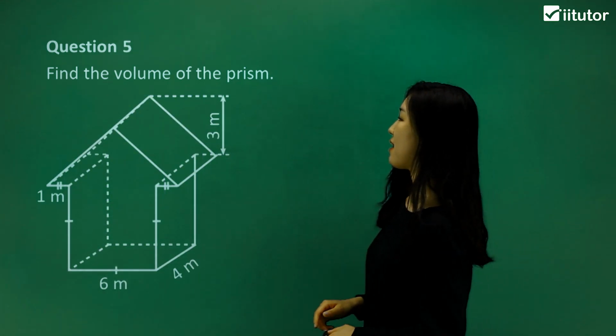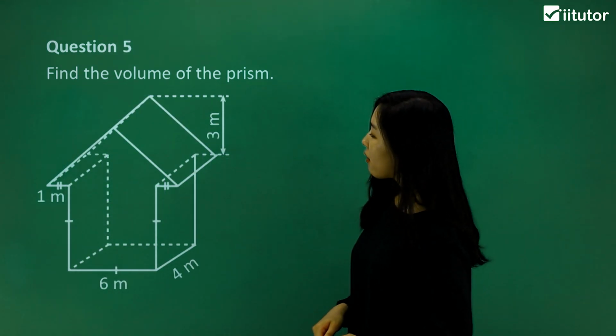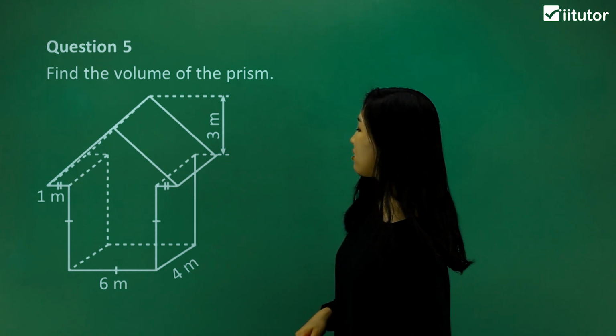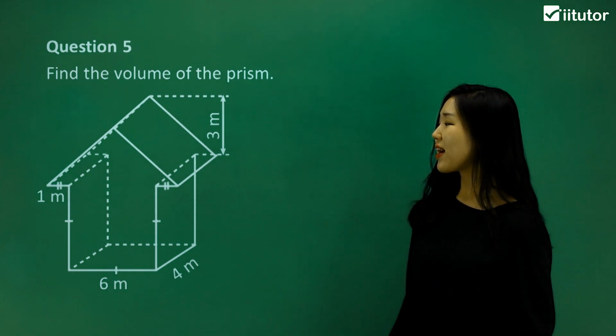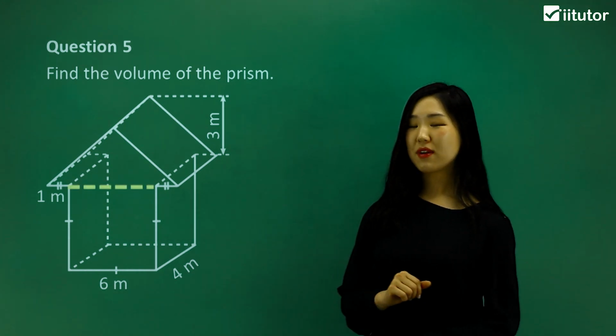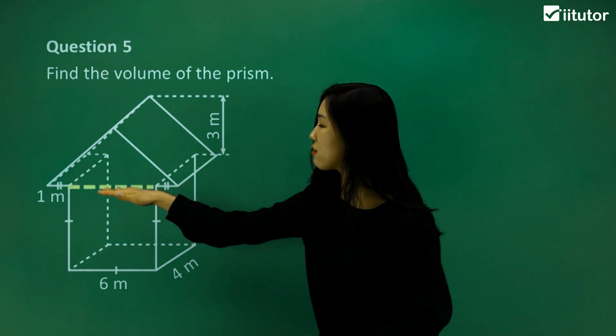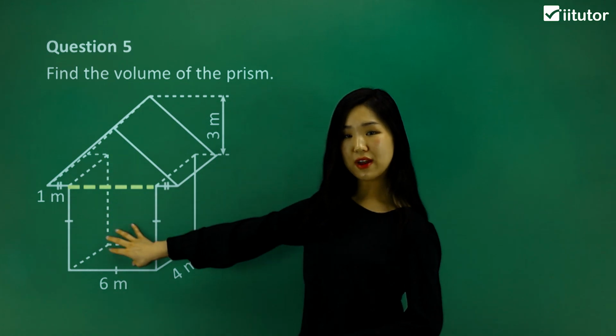Alright, question 5. Find the volume of the prism. Alright, have a look at this, guys. It's a very unique shape. It's like an arrow. Arrow prism, we can call it. So again, I'm going to do a bit of splitting. I'm going to split it up like this. So I split it right there, so it's a triangle and a rectangle now.